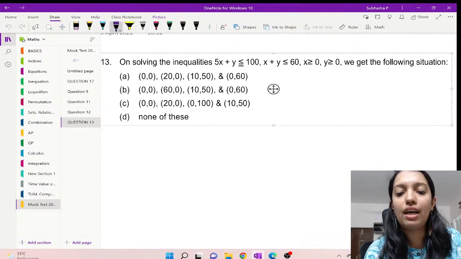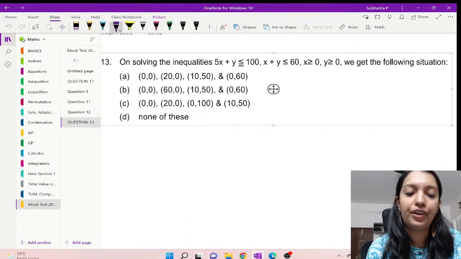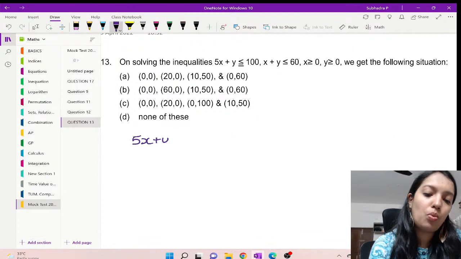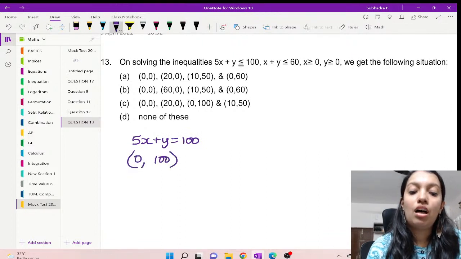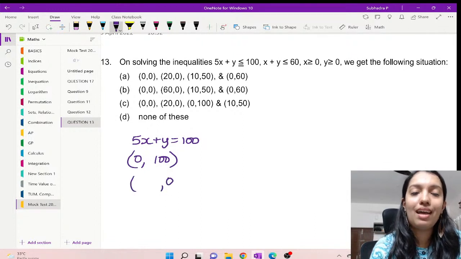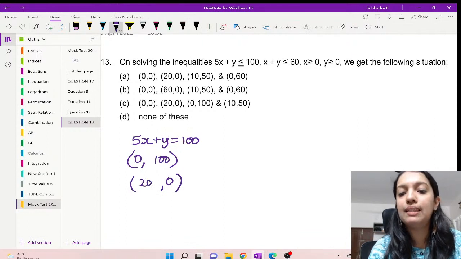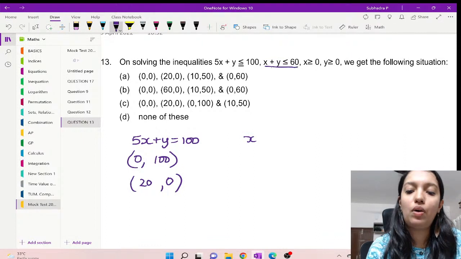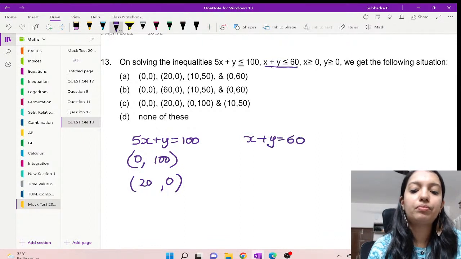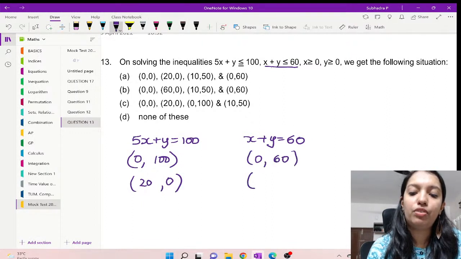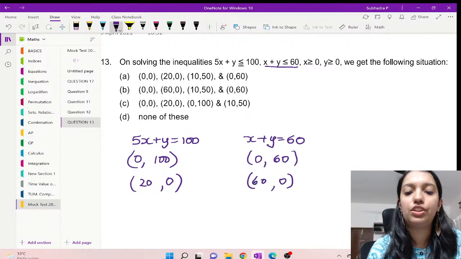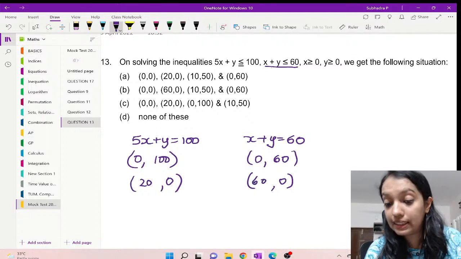Now they have given 5x plus y is less than or equal to 100. So I can take 5x plus y is equal to 100. Assume x to be 0, so your y value will be 100. Assume y to be 0, your x value will be 100 divided by 5, 20. So these are 2 points. Next, they have given x plus y is equal to 60. Assume x to be 0, y value is equal to 60. Assume y to be 0, x value is equal to 60. So these two are your points.